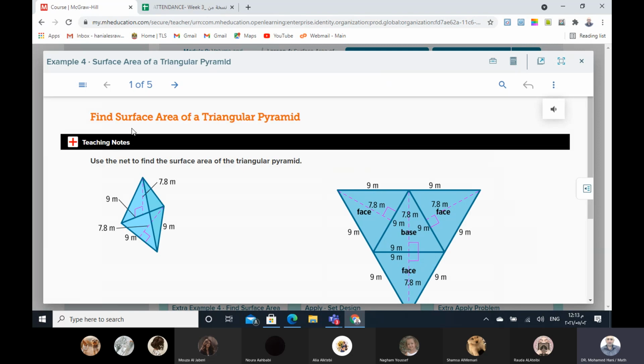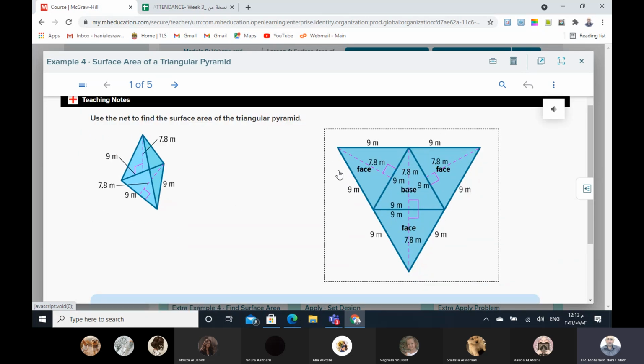Find the surface area of a triangular pyramid. Use the net to find the surface area of the triangular pyramid. As you see here, we have a triangular pyramid, and this is the net of the triangular pyramid. I want all the girls to find the surface area of this pyramid. Start, please, and tell me what your answer is.